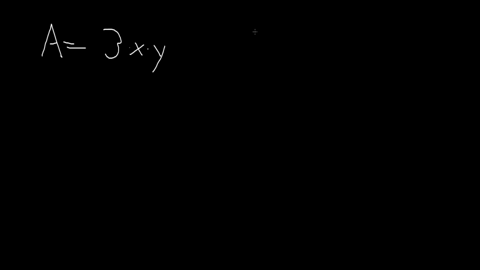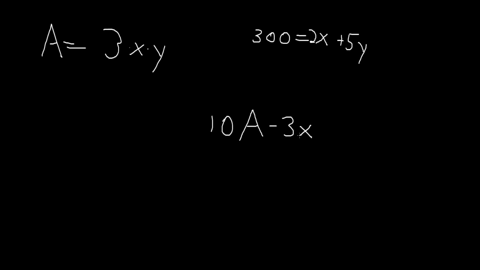So let's give you another equation. Let's say 300 is equal to 2x plus 5y. So now we're starting to pick up some stuff. Now we could get x or y by itself. But even if we could right now, we don't know what a is, so it's not really a big deal trying to figure that out. So let's do another one. Let's say that 10a minus 3x equals 400. Okay, now we're cooking with gas. Now we've got three equations and three variables that we need to work with.